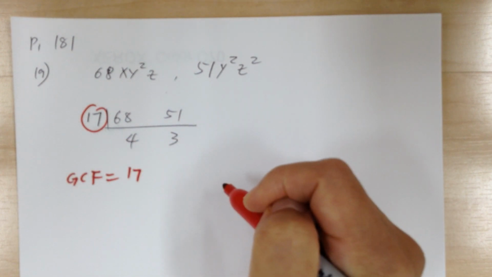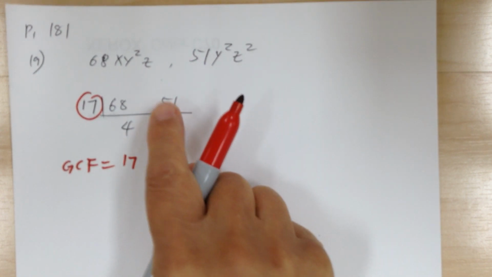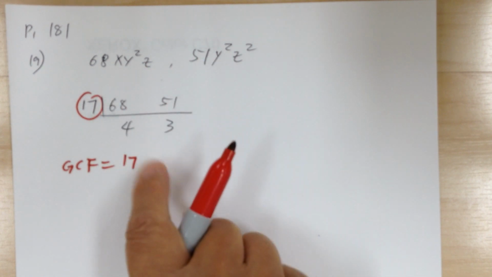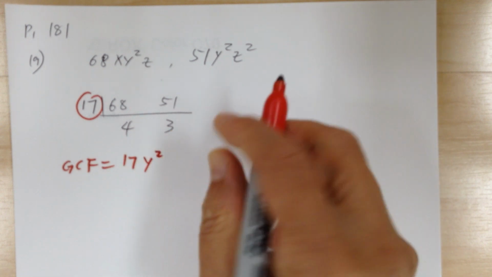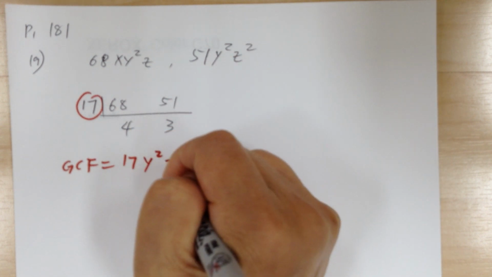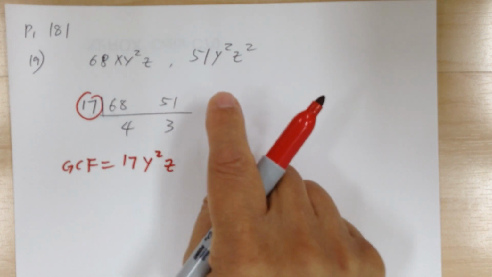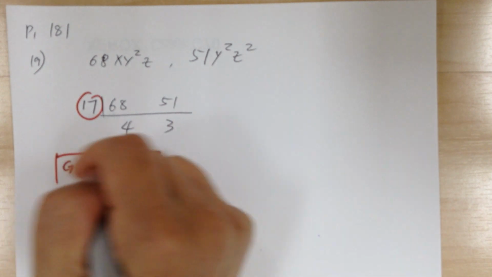It's equal to 17. For the variables, in alphabetical order, you take the lower one, so x and no x, so take no x. For y, y^2 and y^2 will give you y^2. You got z and z^2, which would be z. Again, you take the lower of the two. So that's your GCF.